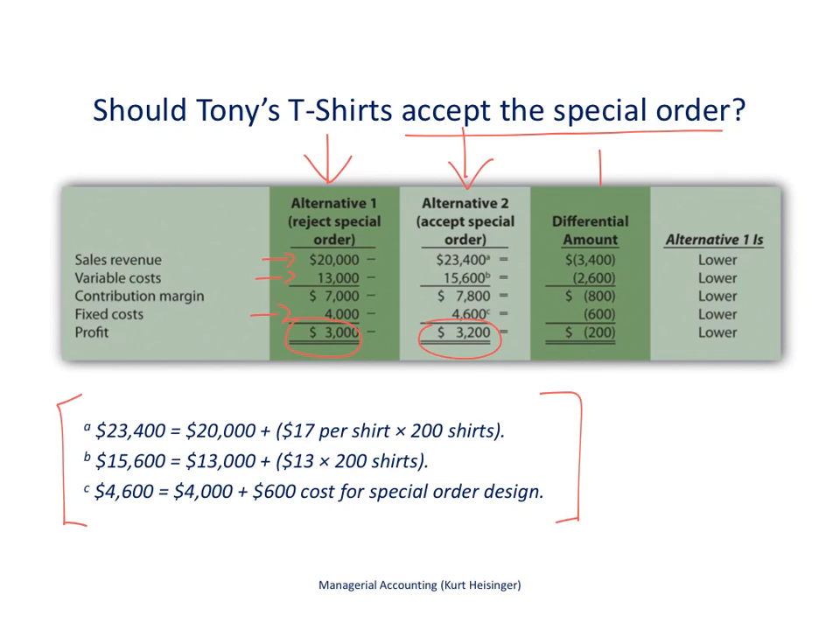The differential amount column shows us alternative one versus alternative two, and what you see is that alternative one is lower by $200. That is, we have profit with alternative one of $3,000, and if we accept the special order, alternative two, we have profit of $3,200. So you'll see that it's lower, alternative one, if we do not take the special order. So the answer is yes, we should take the special order because our profits will go up by $200.